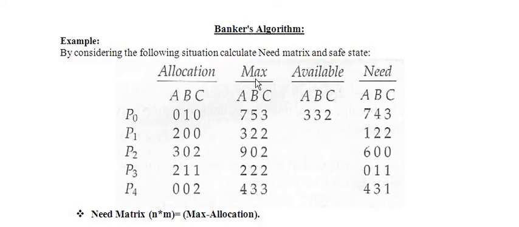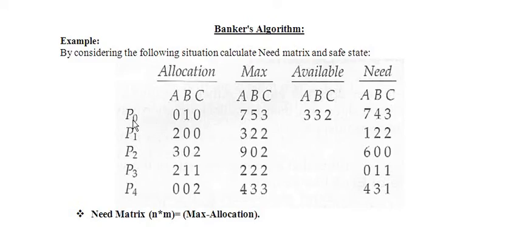Each table has 3 resources, which are called A, B and C. I repeat, these are the number of processes and these are the number of resources. So the need matrix has to be n by m, where n stands for the number of processes and m stands for the number of resources. We should know how to read the table first.